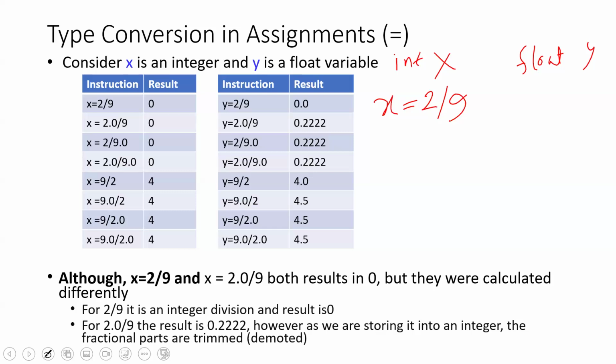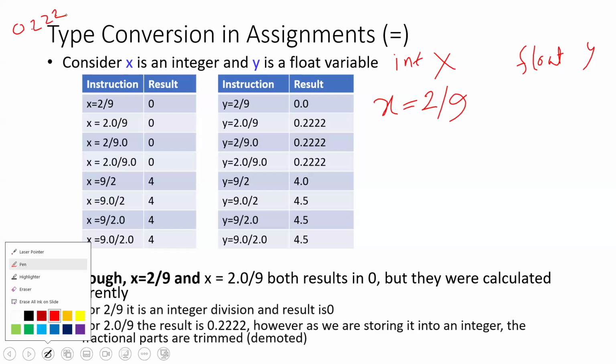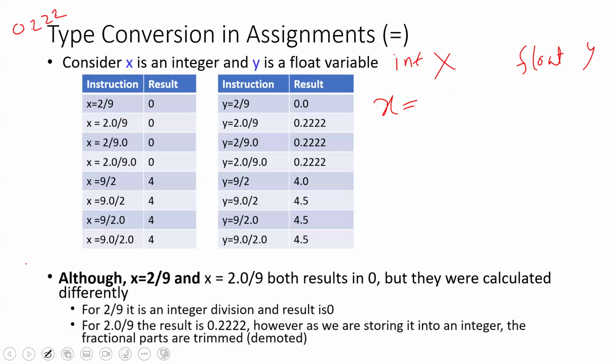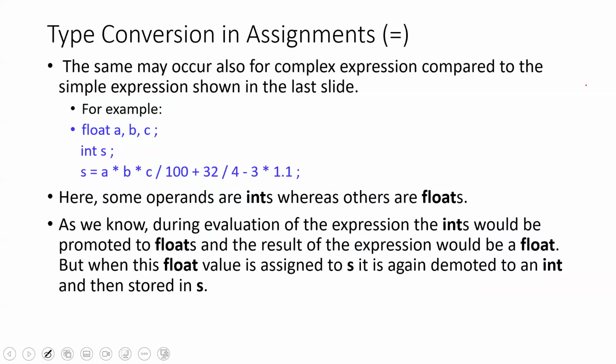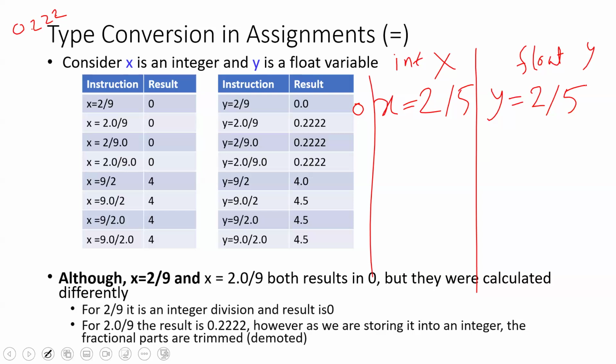If you use a calculator, you get 0.222 like this. Okay, instead of 9, let us use 5, which is easy, right? So if you write 2 divided by 5, what will be the value of x? x will be 0. I'm writing the answer here. Okay. If you write y equals 2 divided by 5. Remember, if you use a calculator, 2 divided by 5 is 0.4.